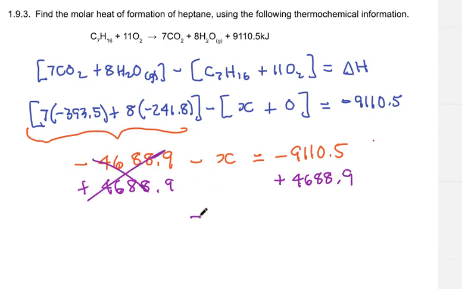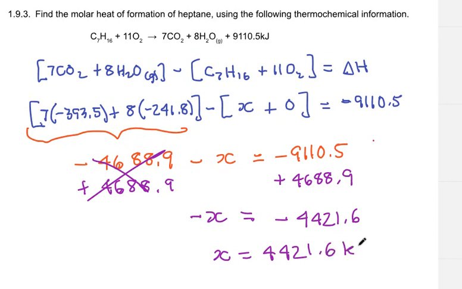Those cancel. Negative X equals minus 9110.5 plus 4688.9. Okay, so minus X is minus 4421.6. Divide both sides by -1, and that number would be the heat of formation for heptane.